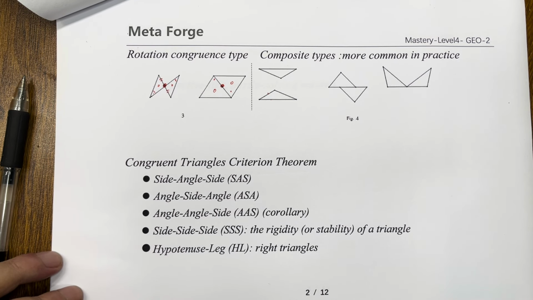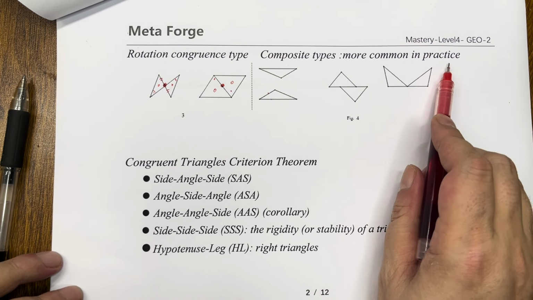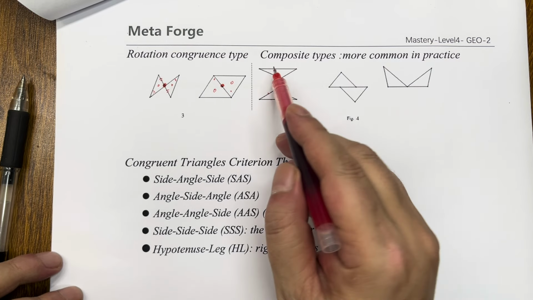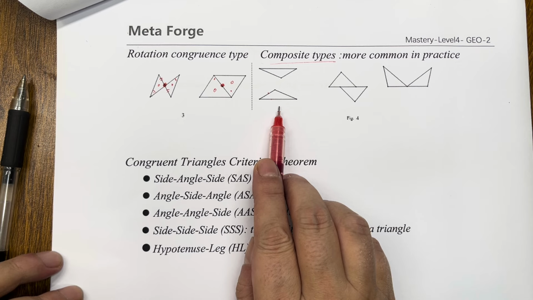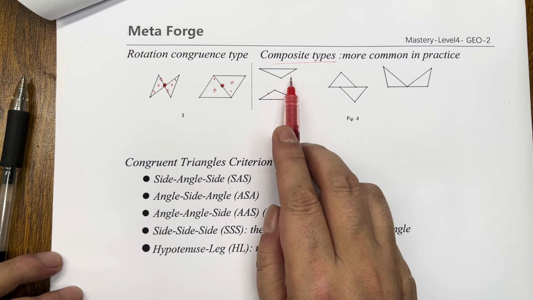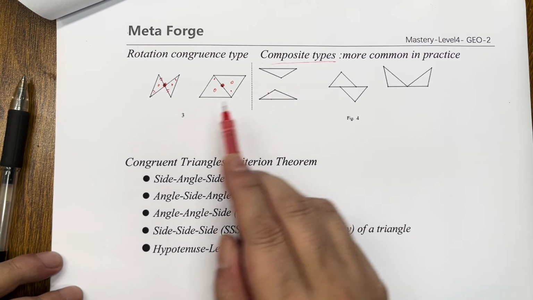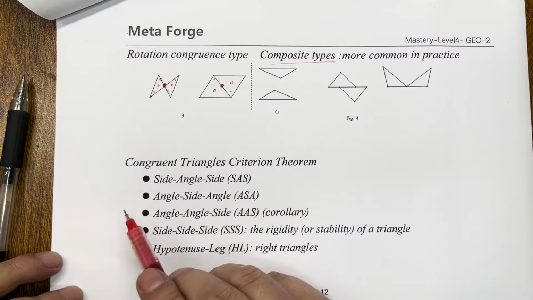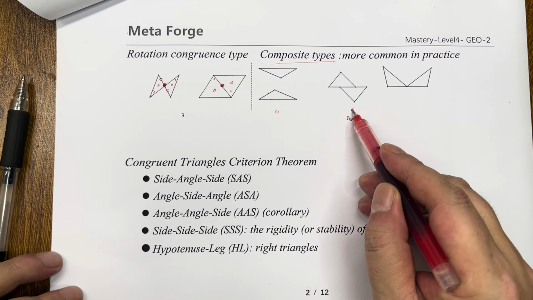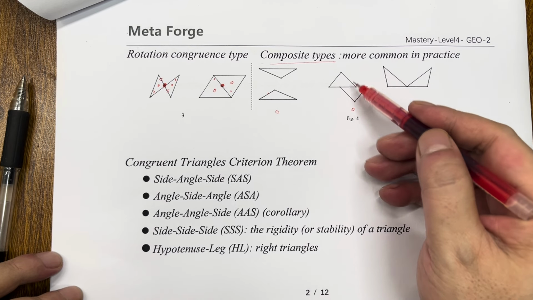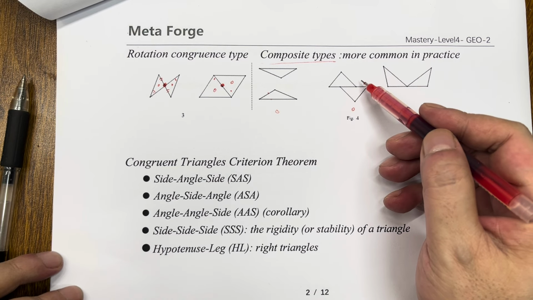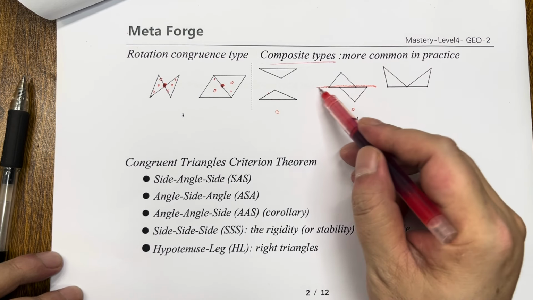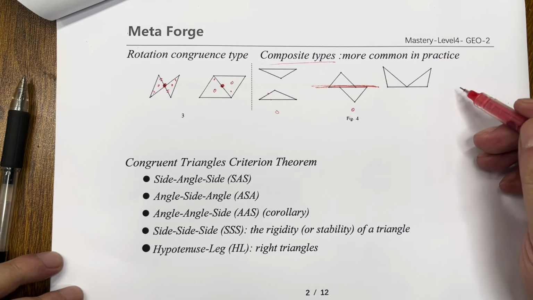Of course, the more common in practice is type 4. Okay, it is the composite type. This one is translation composite rotation. Okay, this is translation composite reflection. Okay, something like that.